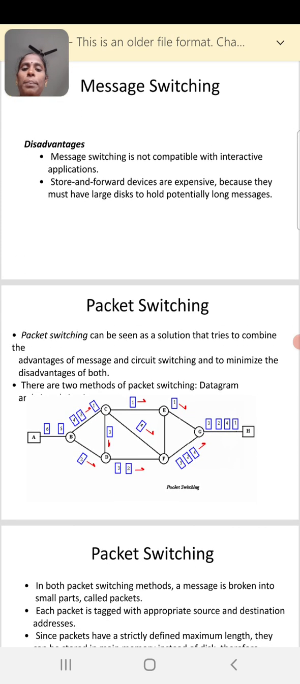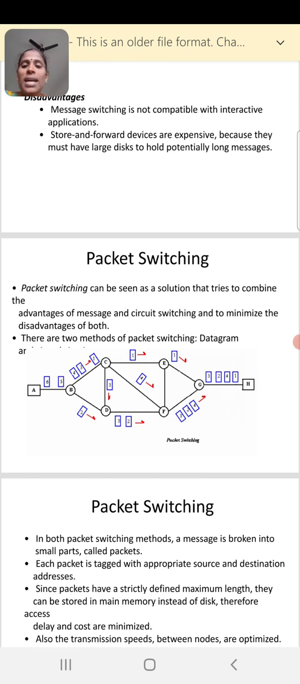Then packet switching. Packet switching can be seen as a solution that tries to combine the advantages of message and circuit switching and to minimize the disadvantages of both. There are two methods of packet switching.